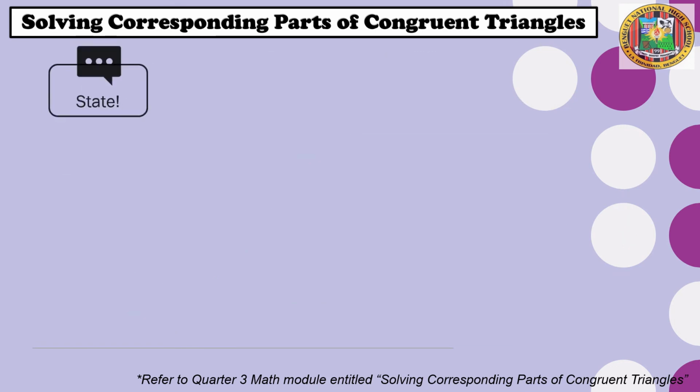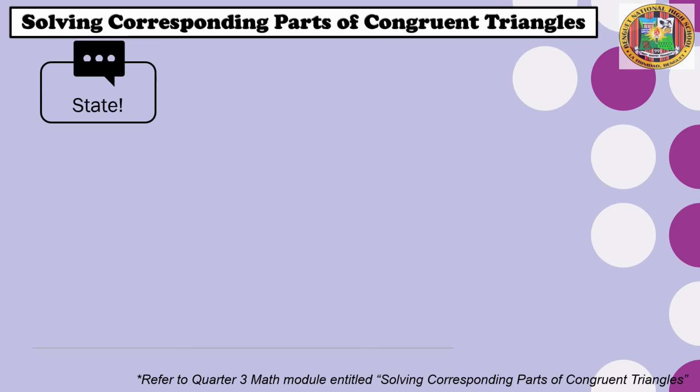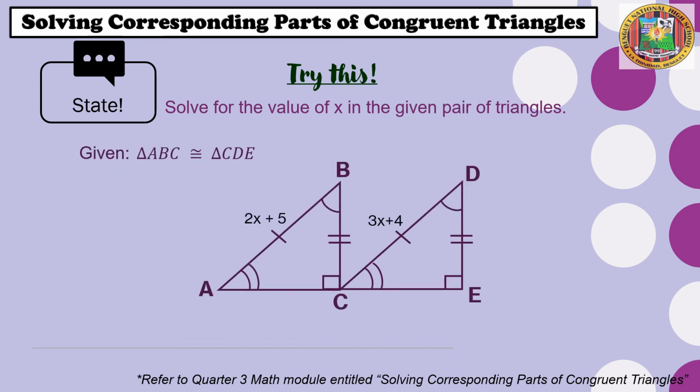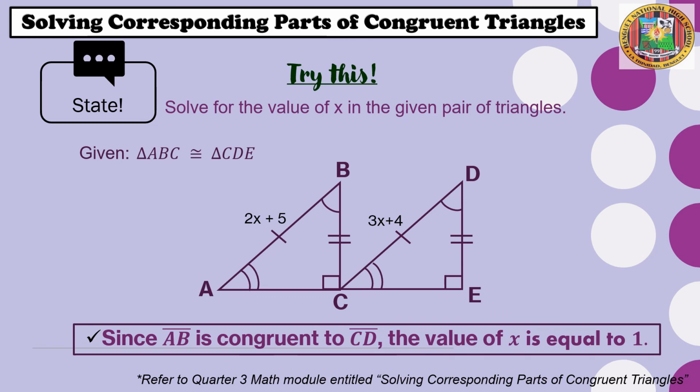Let us now state our conclusions. Given the triangle ABC is congruent to triangle CDE, we solve for the value of x in the measures of sides AB and CD. Through an application of algebraic methods, and because the measure of side AB is equal to the measure of side CD, we solve that the value of x is equal to 1.